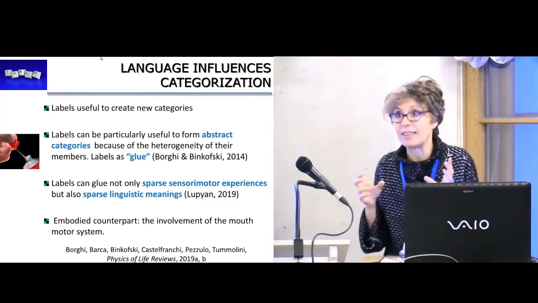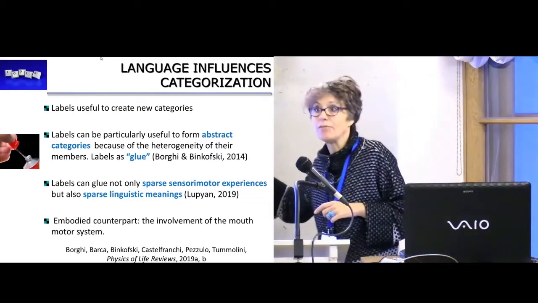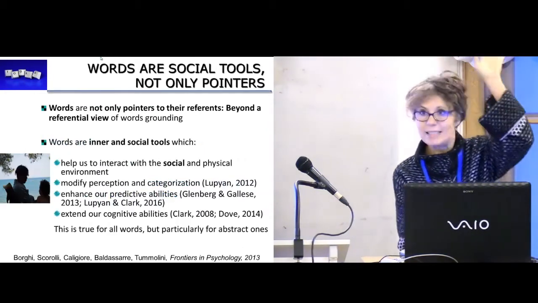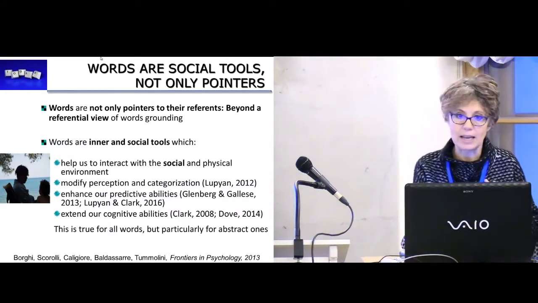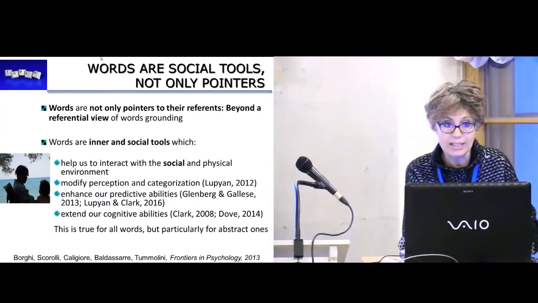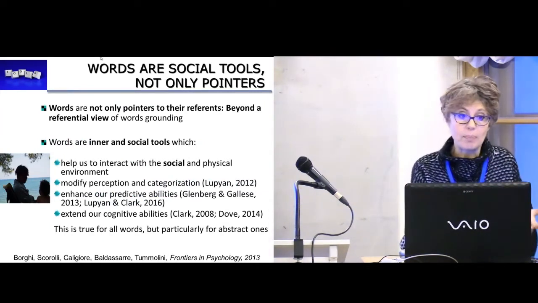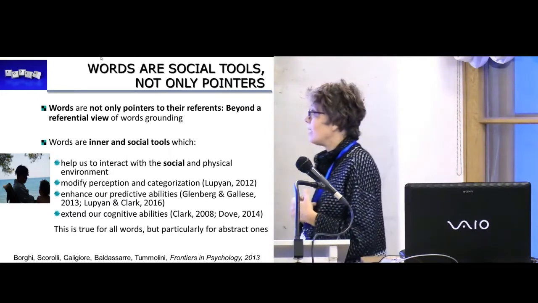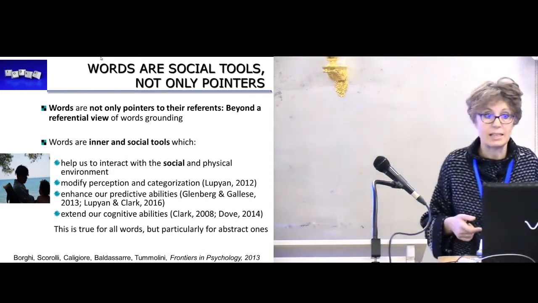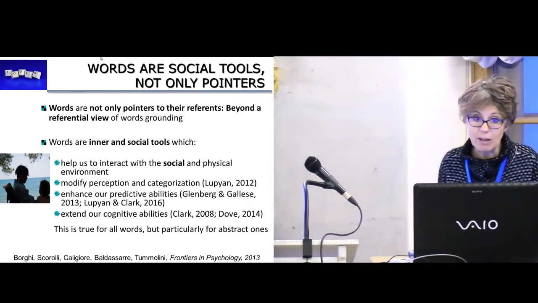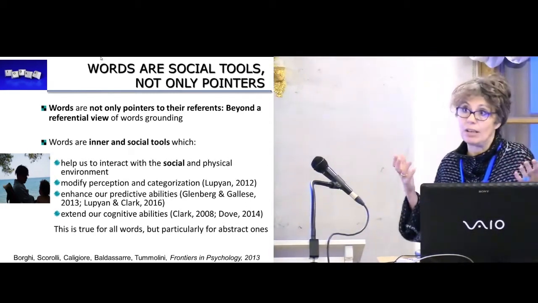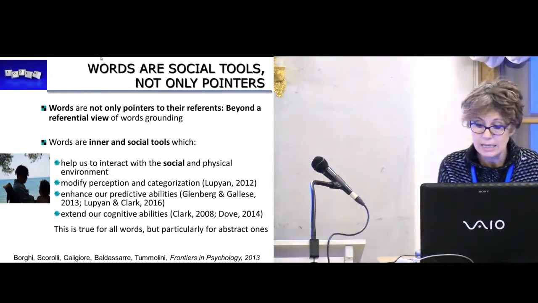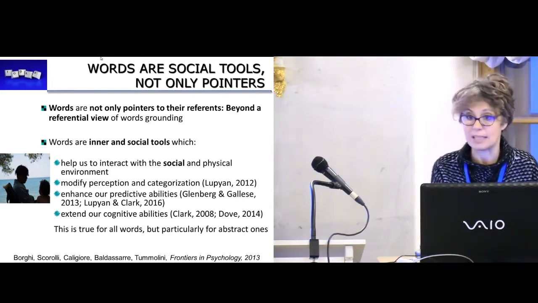And I'm going to contend that the embodied counterpart of this is the involvement of language and also of the mouth motor system. So to summarize the view, the idea here is that words are social tools and not only pointers to the referent. They are inner and social tools that help us to interact with the social and physical environment. They modify the world surrounding us and the way we perceive it and categorize it. They enhance our predictive abilities and they support and extend our cognition. And this is true for all words, but particularly for abstract words.